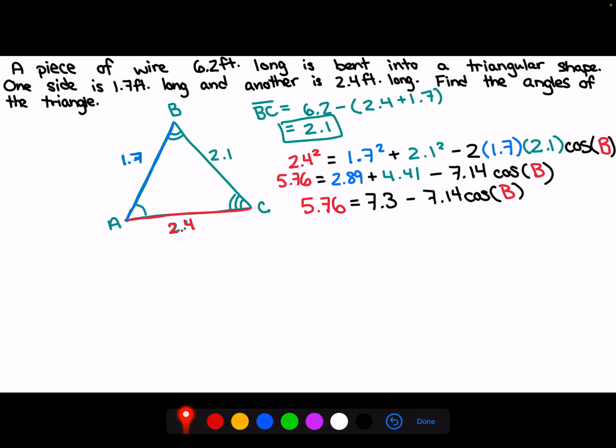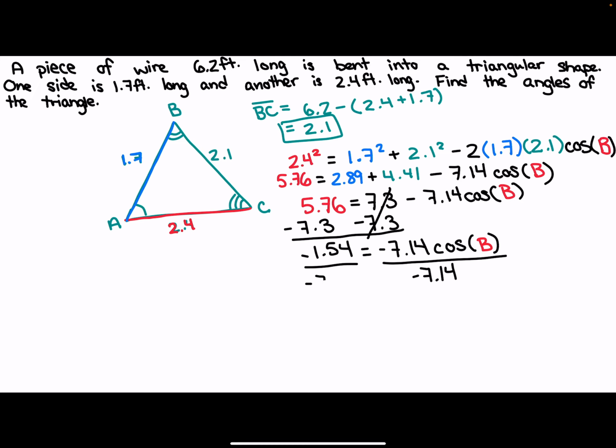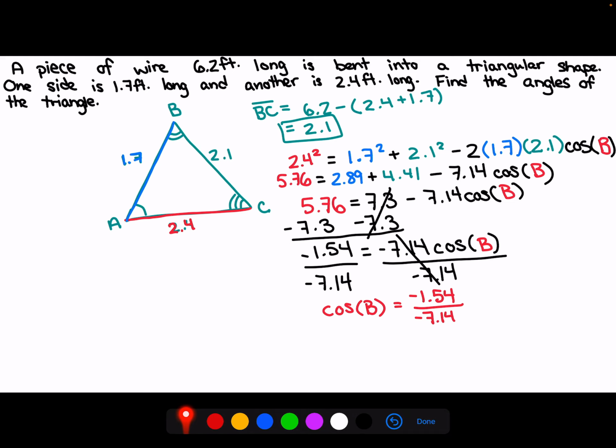From here, I'm going to subtract 7.3 from both sides because, again, I want to get cosine of angle B by itself. And that will leave me with negative 1.54 equals negative 7.14 cosine of angle B. Lastly, I divide both sides by negative 7.14 to get cosine of angle B by itself. That would leave me with cosine of angle B equals 1.54 over 7.14. Again, a negative divided by a negative is always a positive.